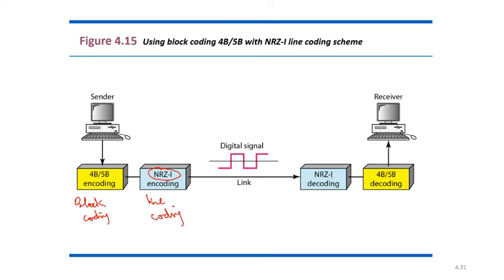At the receiver end, we do the NRZ-I decoding. Then we do the 4-bit/5-bit decoding again, and then the data is delivered to the receiver. This is the role of block coding.